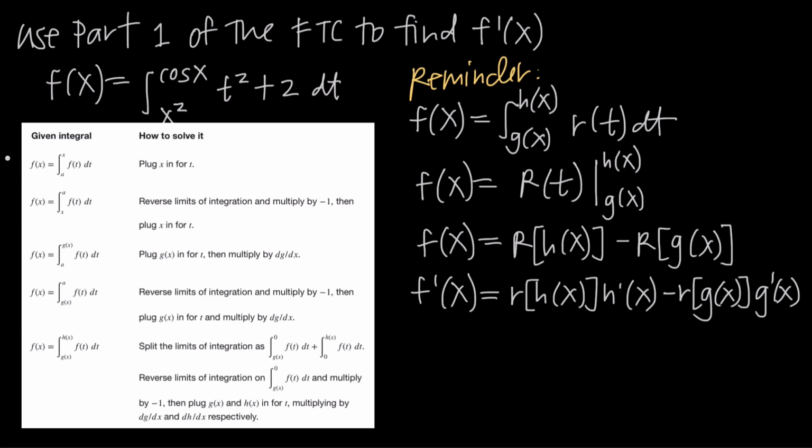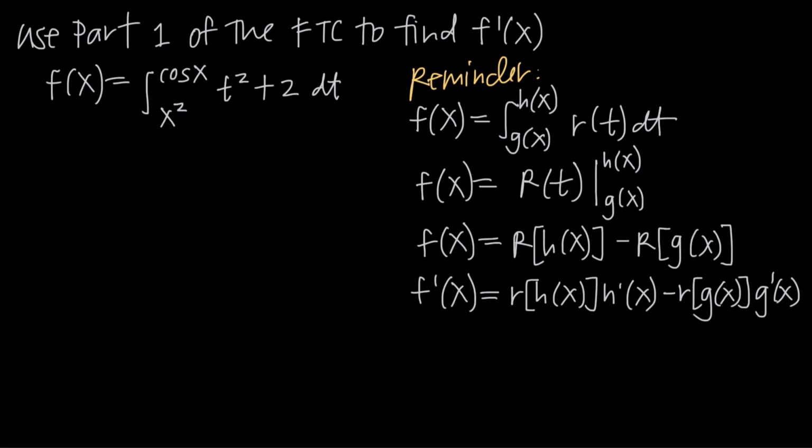Now you can follow the steps in this chart. You can match up the kind of problem you have to this chart. This third row here is lower limit of integration is a constant, upper limit of integration is some function. The fourth row is lower limit is a function, upper limit is a constant. And the fifth row is lower limit is a function and upper limit is a function. And this will tell you how to solve for the derivative of f of x.